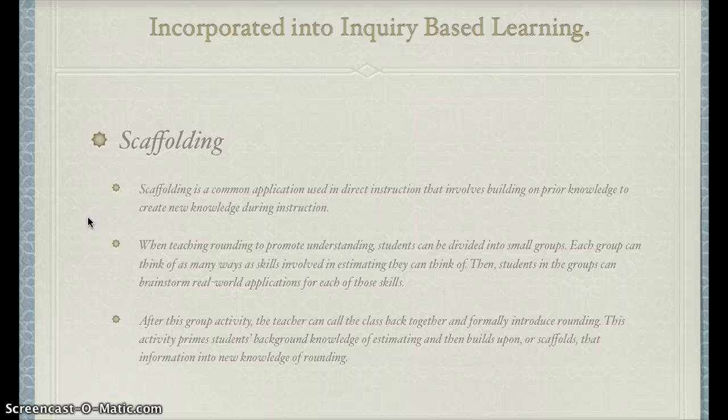So once the kids think of all the skills that they need for estimating, then they can think of real-world applications for those skills. And that would be the inquiry-based part of the lesson. The kids are working with each other, they're talking, they're discussing math, they're coming up with new ways of using the skills that they already know. And then for the direct instruction part, the teacher can call all the kids back together and then formally introduce rounding. So the kids' activity with the inquiry-based instruction is going to prime their background knowledge of estimation, and then the teacher would build upon or scaffold the new information about rounding.